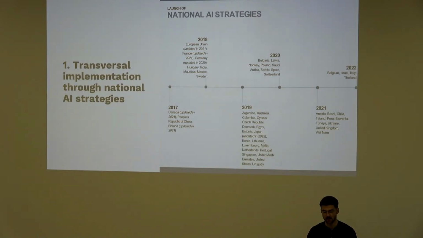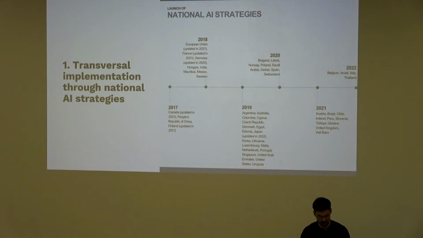What we can first see here is that countries are implementing these principles in a transversal manner through national AI strategies. For those of you not familiar with the term, national AI strategies are comprehensive policy frameworks developed by governments to guide them in their overall AI policy development efforts. They include different sections ranging from AI research to using AI in the healthcare sector, but also using AI in the public sector to, for example, facilitate tax accounting.